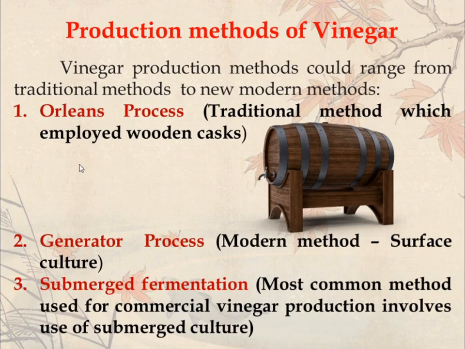Now, there are three important production methods of vinegar, which could range from traditional to the latest modern methods, which we will discuss in detail. So, first one is the Orleans process. This is also called the French process.